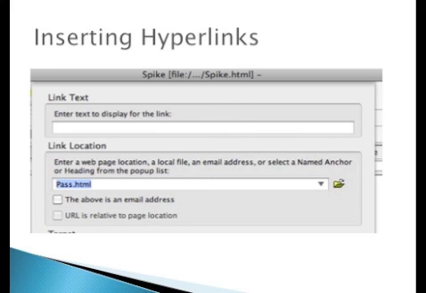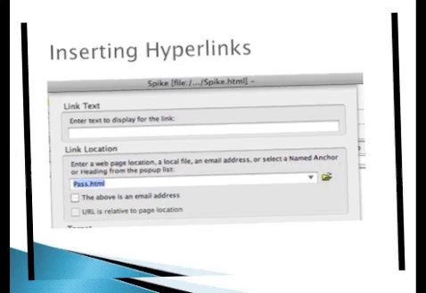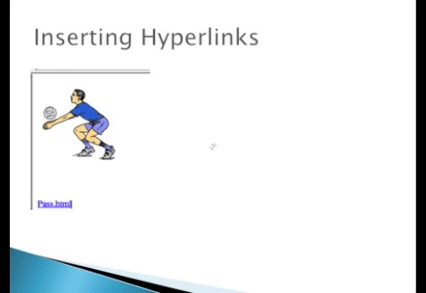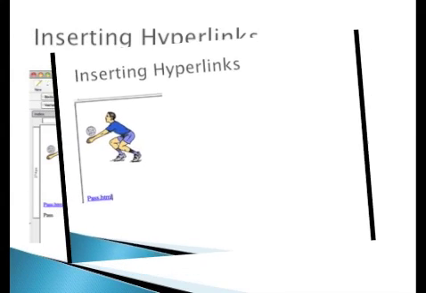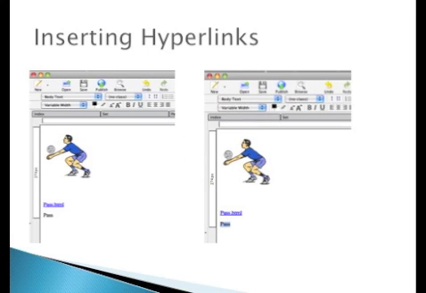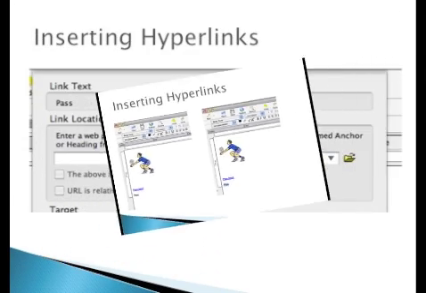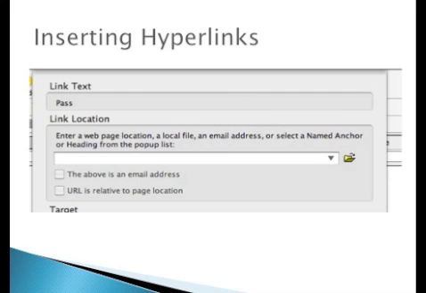So notice I have selected pass.html, but I have not put anything in for link text. So it automatically fills it in, pass.html, and that doesn't look so good. So let's type in the word pass, double click it to highlight it, and now when we select the link icon, the link text is already filled in for us.